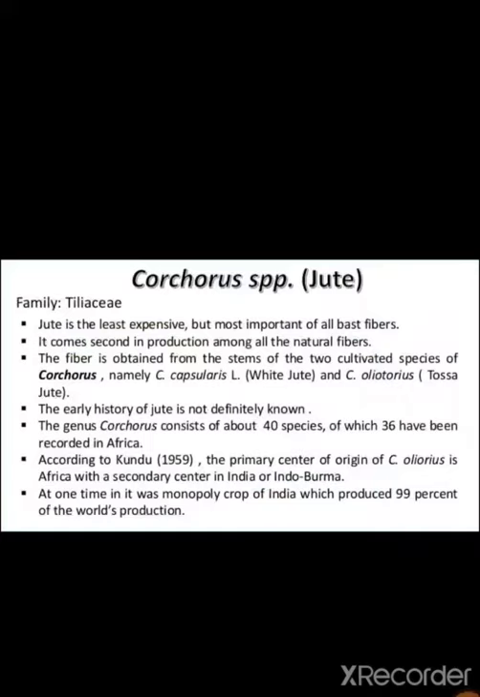The fiber is obtained from stems of the two cultivated species of Corchorus, namely Corchorus capsularis and Corchorus olitorius. The early history of jute is not definitely known. The genus Corchorus consists of around 40 species, of which 36 have been recorded in Africa. The primary center of origin of jute is Africa, with a secondary center in India and Indo-Burma. At one time it was a monopoly crop of India, which produced 99% of the world's total production of jute.